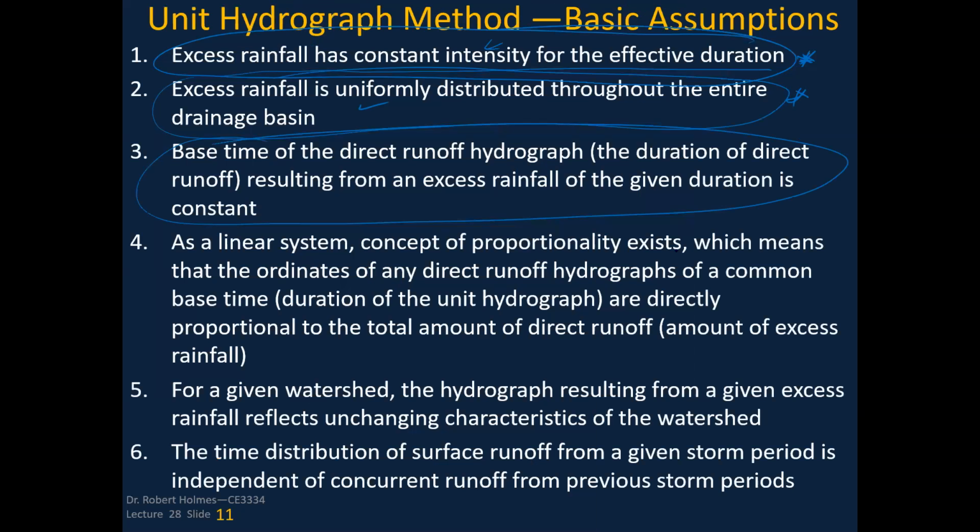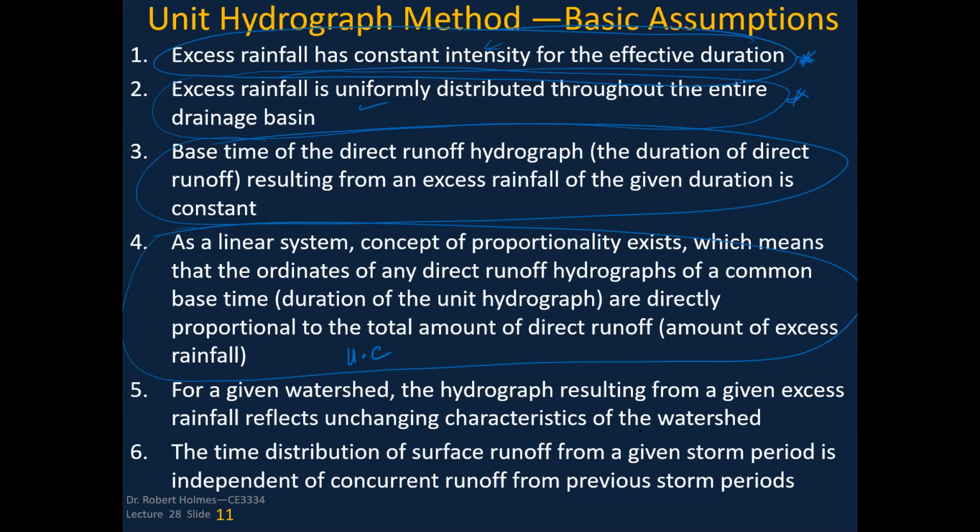The concept is a linear system, as we've mentioned. The concept of proportionality exists, which means that the ordinates of the direct runoff hydrograph of a common base are directly proportional to the total amount of direct runoff. So that's the proportionality aspect. That just basically means that the unit hydrograph ordinates are multiplied by that constant, whatever, you know, 5 inches of rain, 3 inches of rain, that works.